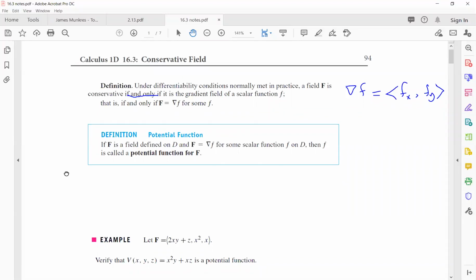Very well, we have a name for this scalar function: potential function. If F is a vector field defined on a domain or a region like D, and F is equal to gradient of a function f for some scalar function f on the same domain or region, note that you must have the same domain or region, then this scalar function f is called a potential function for vector function F.